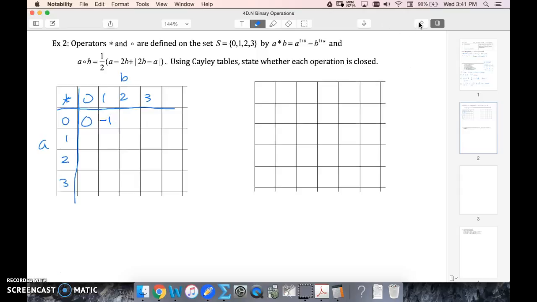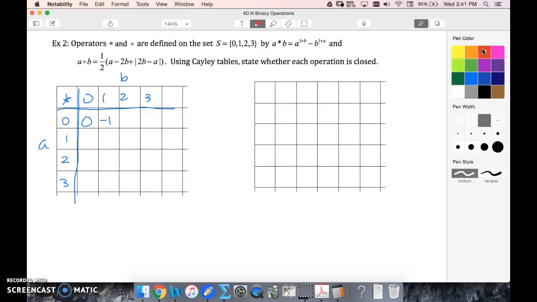Well, negative 1, I can see straight away, is not an element of our set, so negative 1 is not an element of S. Therefore, star is not closed.